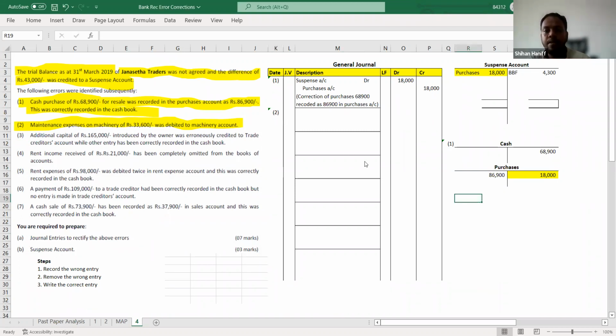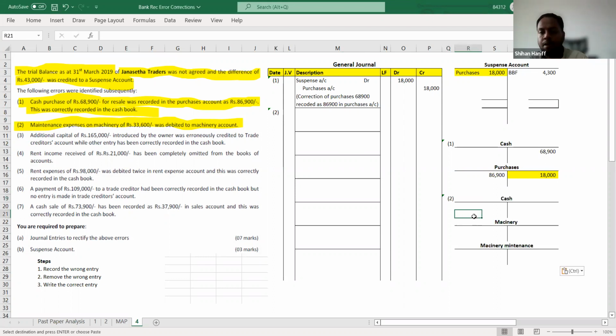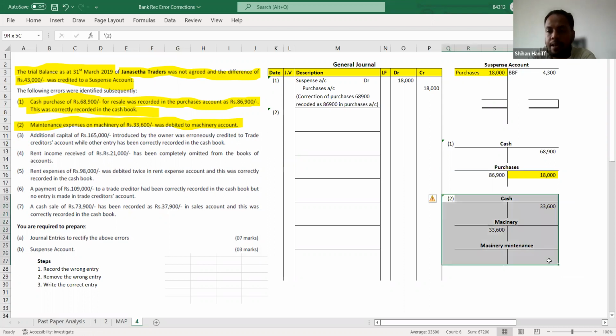Okay, here we need, I'll draw 3 accounts. Cash account is correct, but I'll show what they have done. Maintenance expense on machinery 33,600 was debited to machinery account. So they tell only about machinery account 33,600. So cash is correctly recorded. That is okay. Cash account is credited. Cash is correct. Nothing wrong.